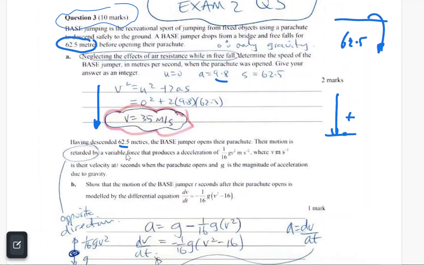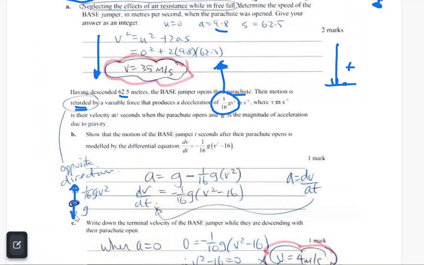Having descended 62.5 metres, we then open a parachute and motion is retarded by this variable force. So this is an acceleration that is opposite to the direction of motion. So this is going up and the acceleration is g going down. So acceleration is g minus the retardation, which is this.